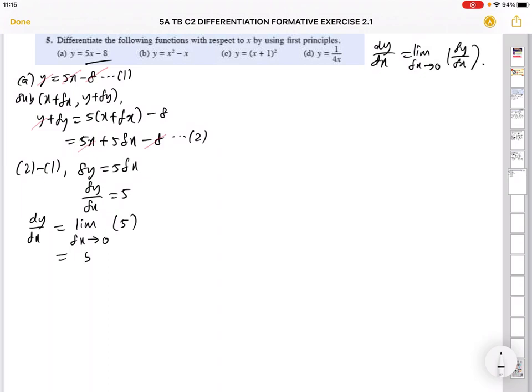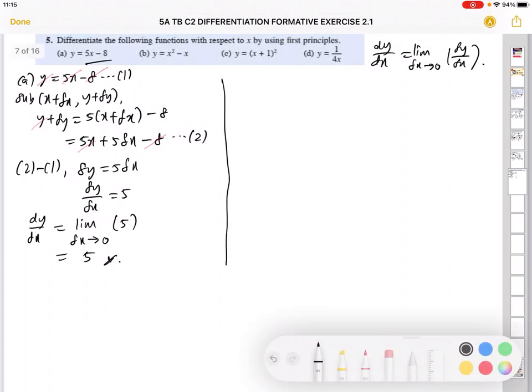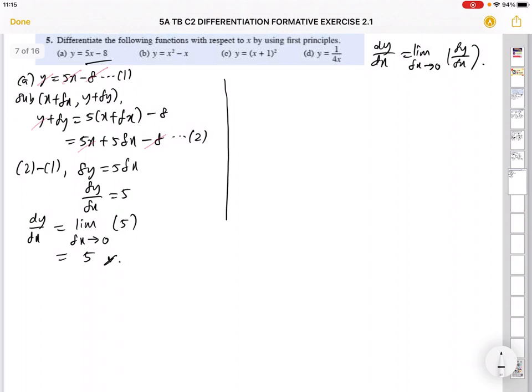Okay, oh, this line is not so straight. Draw time. Now I'm going to do b over here. C and d I'm going to write below. So here I have y equals x squared minus x, first equation. My second equation, so can I just write y plus delta y? Don't need to write the sub. (x plus delta x) squared minus (x plus delta x).